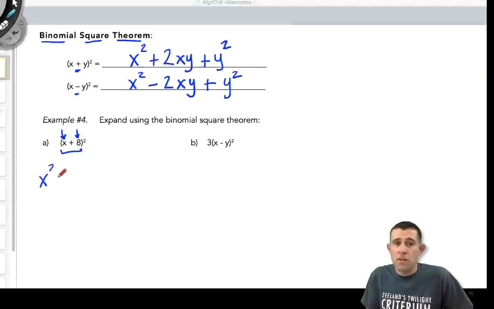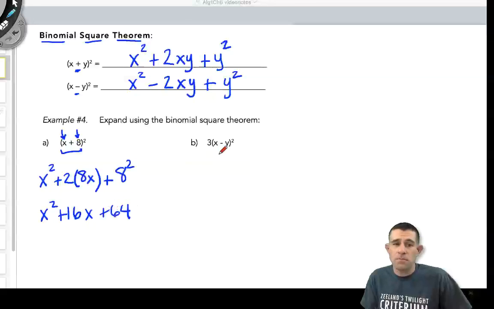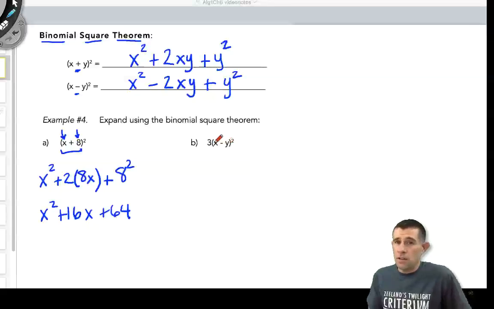The first term squared is x squared, plus 2 times the product of the 2 terms, which is 8x, plus the last term squared. All right, simplifying that now, I would get x squared plus 16x plus 64. All right, let's apply that now to a little bit more of a difficult problem here.